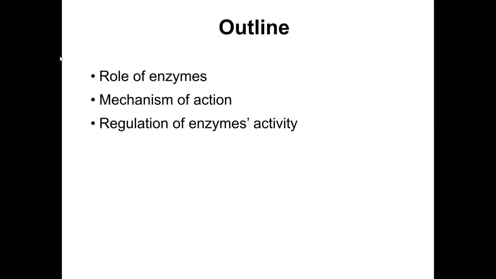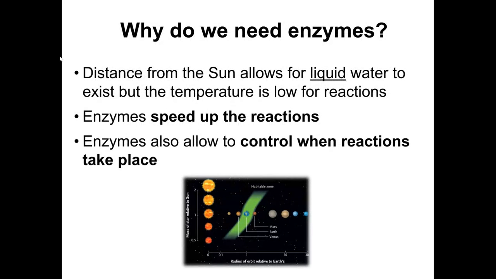So the first question is, why do we need enzymes? If you recall, when we talked about Earth as a great place for life to start, we talked about how the distance from the sun allows Earth to have temperatures which keep water mostly in the liquid form. Because of this, it creates stability, and so life could evolve here on Earth. Now, that's great for stability. However, when it comes to reactions, that is actually a problem.